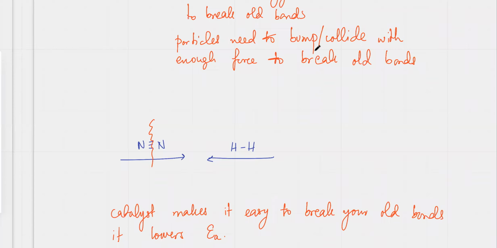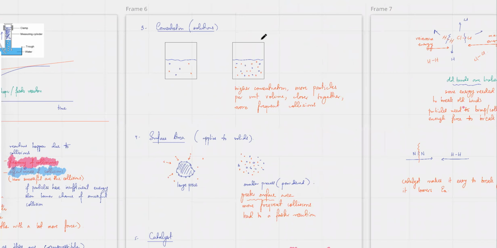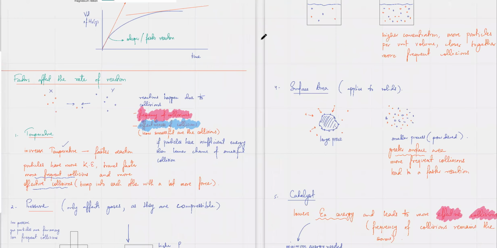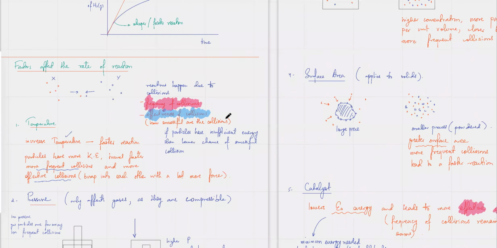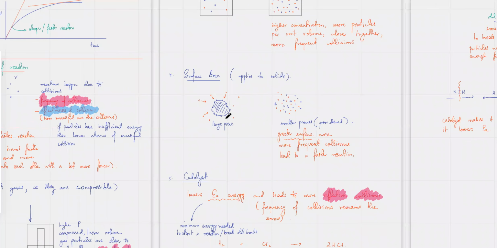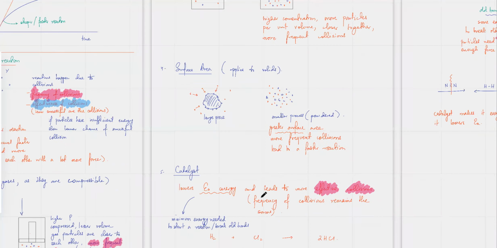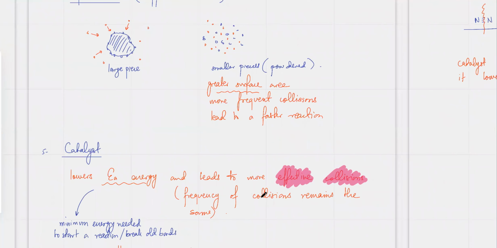So remember these 5 factors, and I'll just quickly repeat that. The first one, temperature, increases both the effectiveness of collisions and the frequency of the collisions as well. Pressure, surface area, concentration, they only increase the frequency of collisions. Catalyst increases the effectiveness of the collisions. So these are the 5 factors. You add these 5 factors, the rate of reaction speeds up. So let's talk on this a lot more.